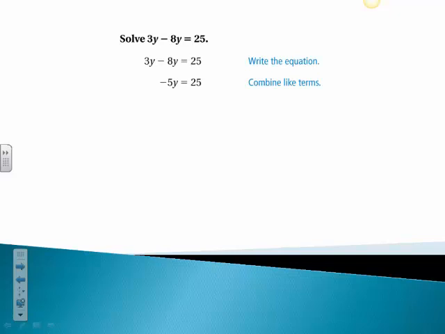Now that both sides of my equation are simplified, I can solve by dividing by negative 5. Once you divide by negative 5, 25 divided by negative 5 is negative 5. So the solution is y equals negative 5.